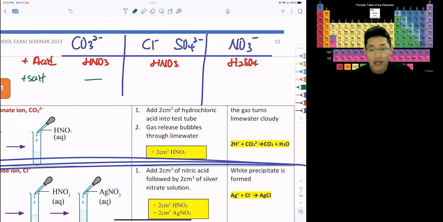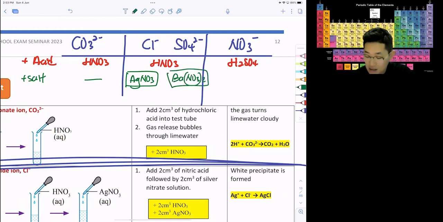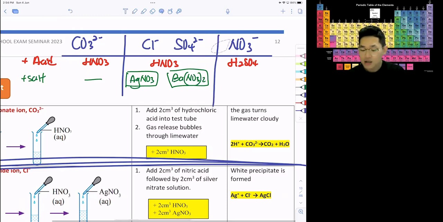To test chloride, we use silver nitrate. To test the sulfate ion, we use barium nitrate. And then nitrate, we all know that it is a brown ring test.